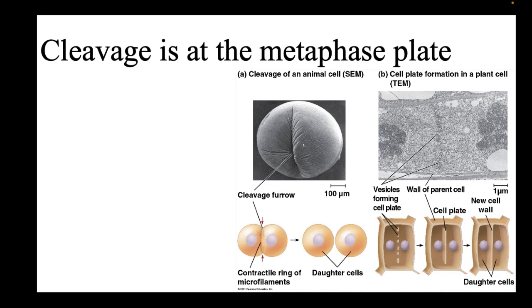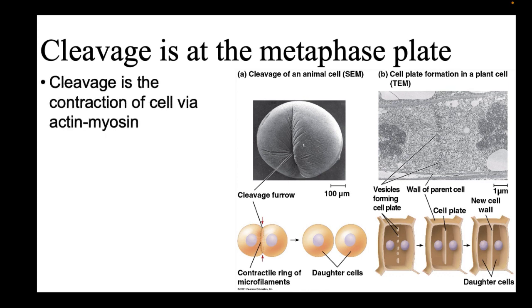Cleavage is the splitting of the cell. We typically only drop this word when we talk about animals. And in animals, this is going to be due to actin and myosin. I don't know if any of you have taken a physiology class in your past, but actin and myosin are the proteins involved in muscle contraction. So all your skeletal muscles, heart muscles and smooth muscle, when they contract, they use this pair of proteins, actin and myosin. And what we get at the metaphase plate is a ring of actin and myosin. So the way that we actually split the cell in half and make this little dent called a cleavage furrow is you get a muscle contraction. It just squeezes and pinches them apart, kind of like you're making mozzarella. It's exactly the same thing.